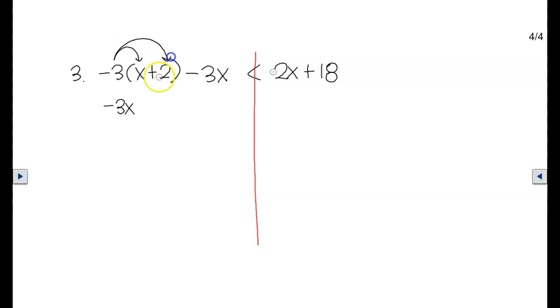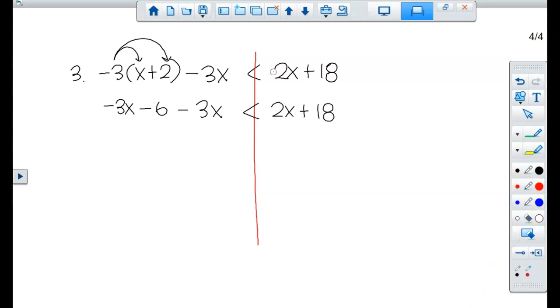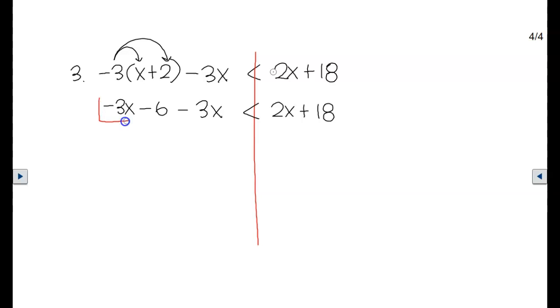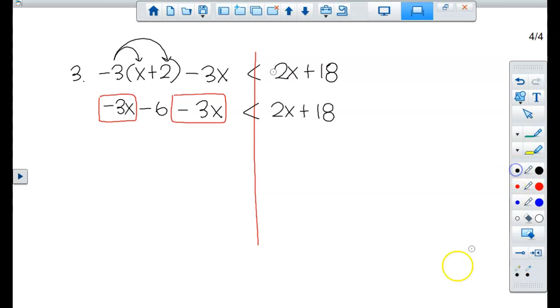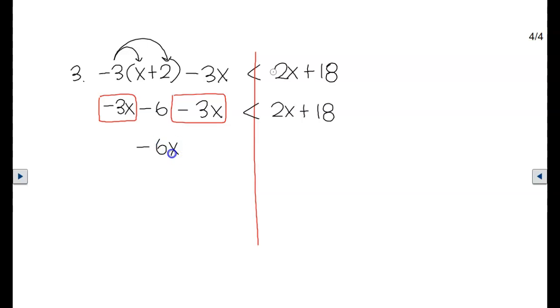Negative 3 times positive 2 is negative 6. Minus 3x is less than 2x plus 18. All right, can we combine like terms on either side? And the answer is on the first side we can. We see negative 3x and negative 3x, so we're going to combine those. Negative 3x minus 3x is negative 6x. Minus 6 is less than 2x plus 18.